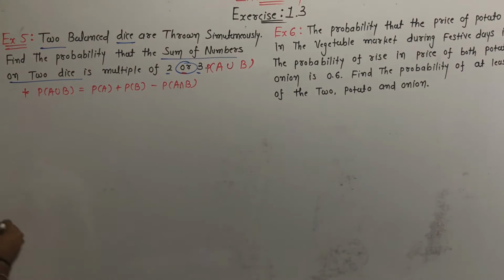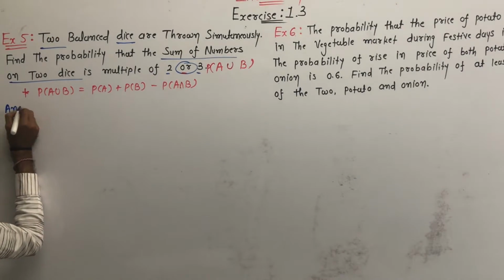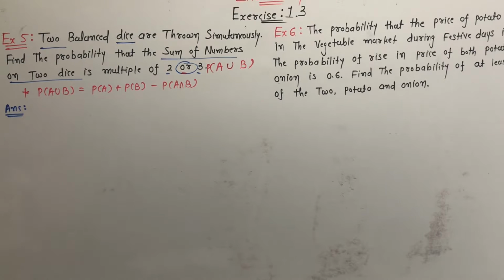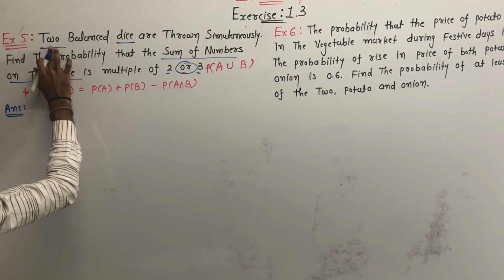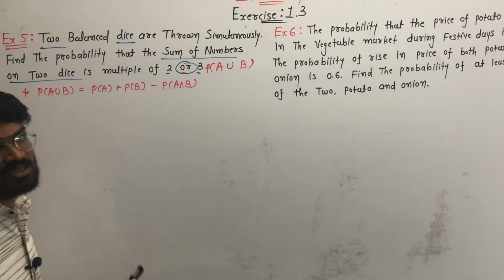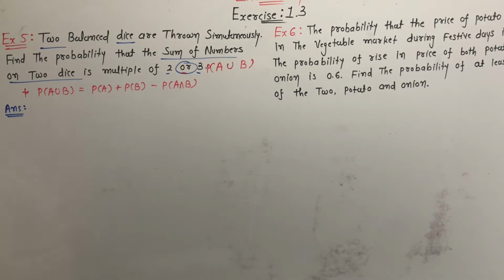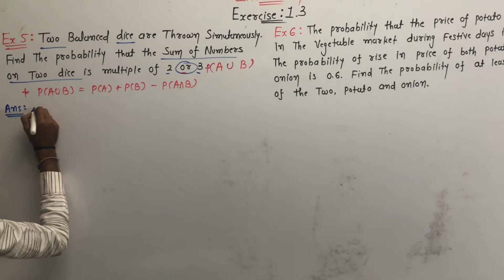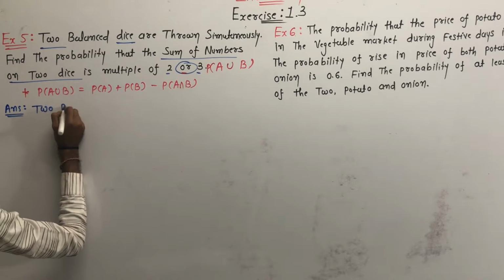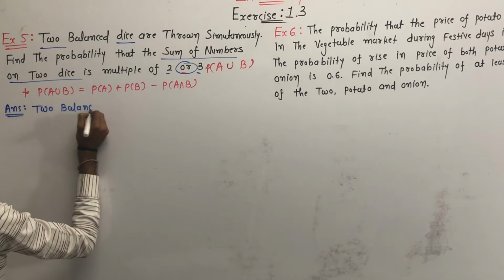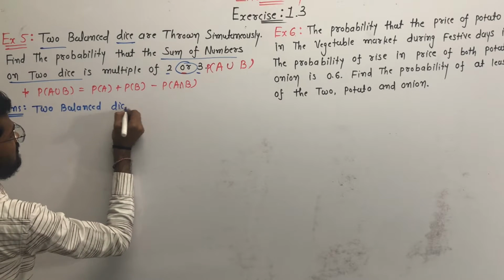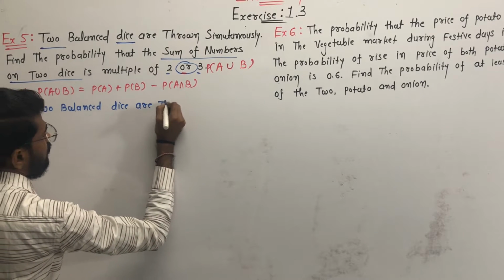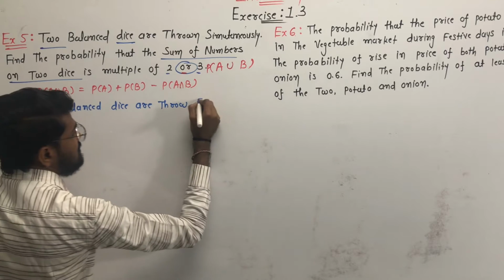First of all we have to find the total number of elements in the sample space. If we throw two balanced dice simultaneously, then the total number of the sample space n is equal to 36, and we know it.